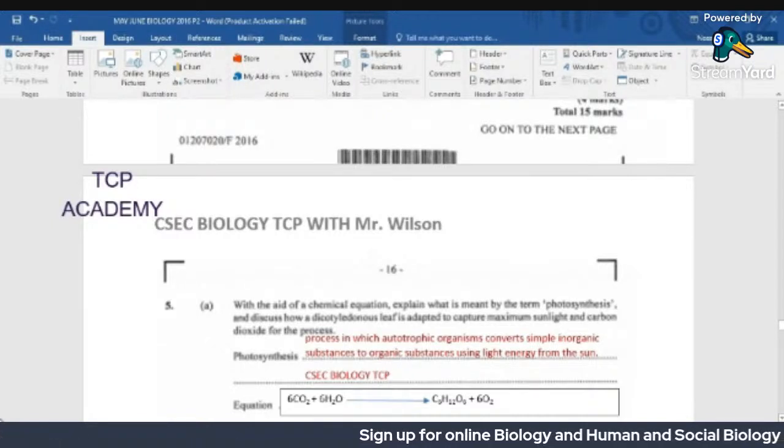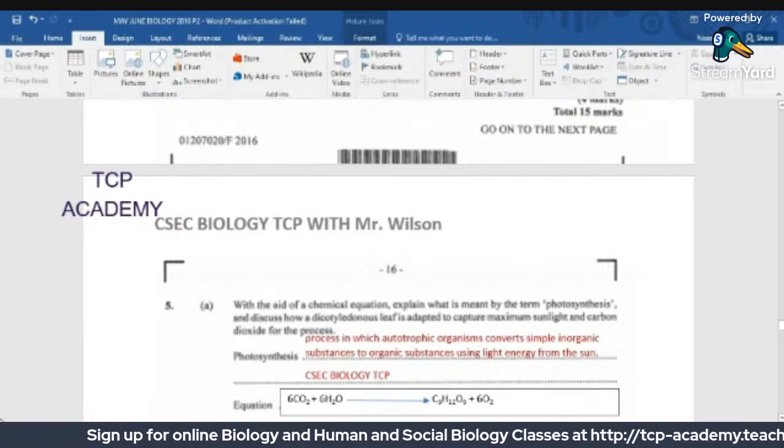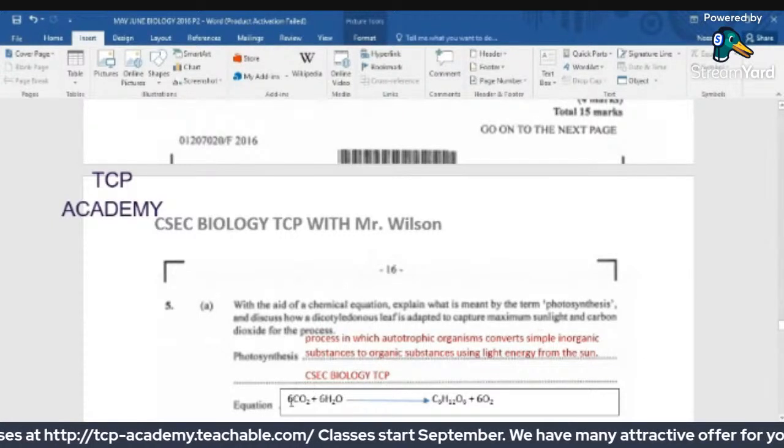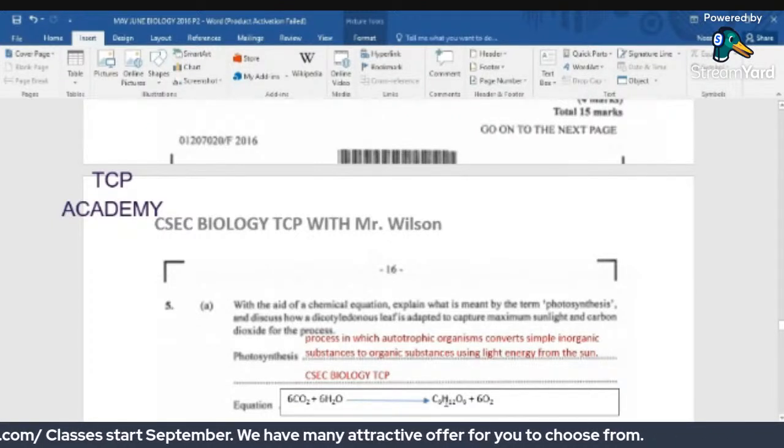The equation is going to be 6 carbon dioxide with 6 H2O, that's water, to glucose and oxygen. Once it's written like this, it must be balanced, which means that the amount of carbon on this side must be the amount of carbon on this side. So I'll quickly balance it with you.